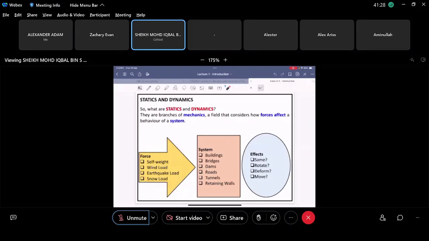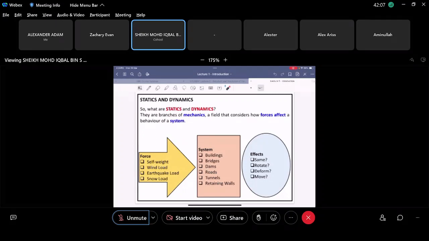And that weight causes a force, a downward force. Same thing with wind load, earthquake load, snow load, and so on. So these are forces that are applied to a system. A system can be buildings, bridges, dams, roads, tunnels, retaining walls, and so on. These forces will be applied on the system, and in applied mechanics we study the behavior, the effects. Is it the same? Does it rotate? Does it deform? Does it move? And so on, right?